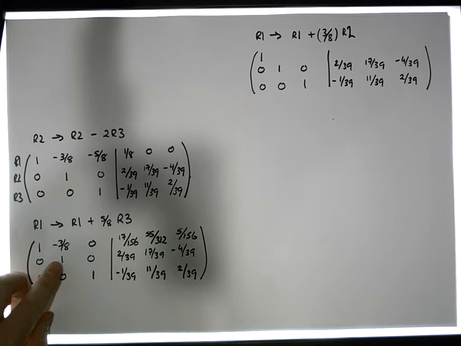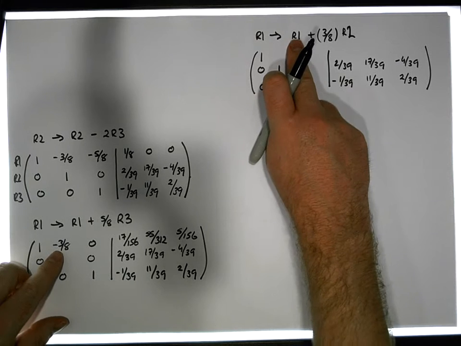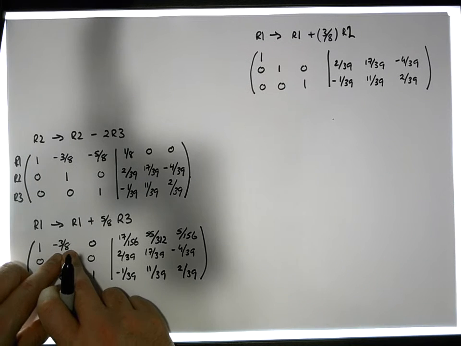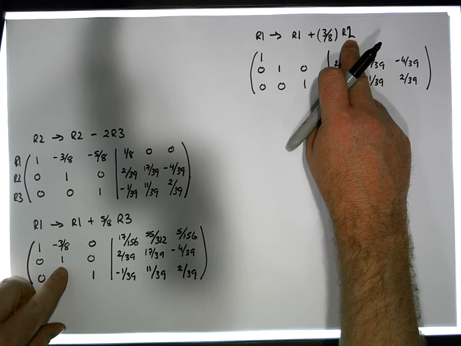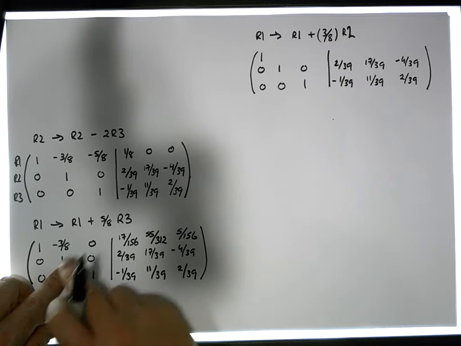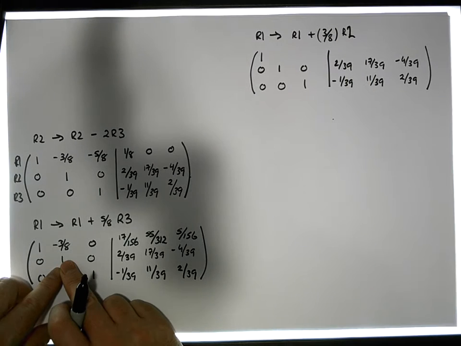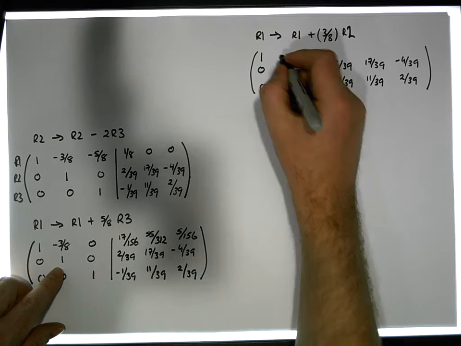What's going to go in here is row 1's current value, which is minus 3/8. But I need to add on to that plus 3/8 of row 2. So 3/8 of row 2 is 3/8 of 1, which is just 3/8. When I add that onto the minus 3/8, I end up with a 0 here.